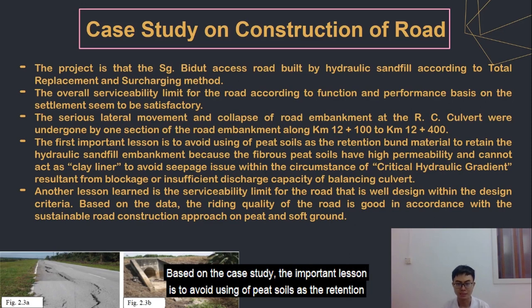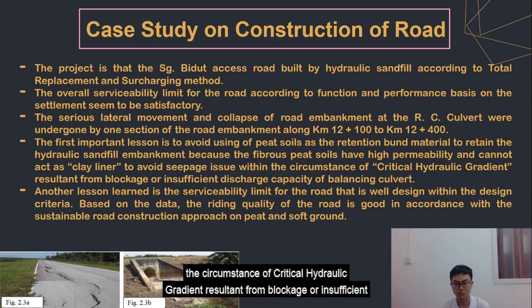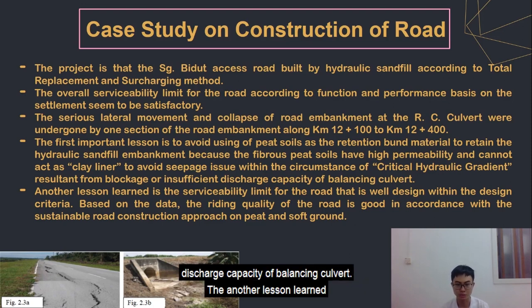Based on the case study, the important lesson is to avoid using peat soil as the retention bund material to retain the hydraulic sandfill embankment, because fibrous peat soils have high permeability and cannot act as a clay liner to avoid seepage issues within the circumstance of critical hydraulic gradient resulting from blockage or insufficient discharge capacity of the balancing culvert.